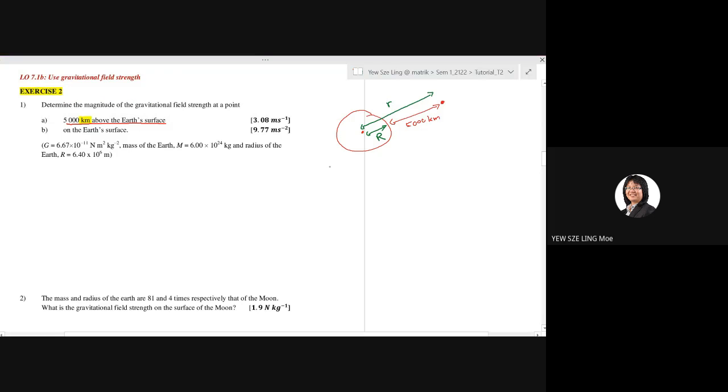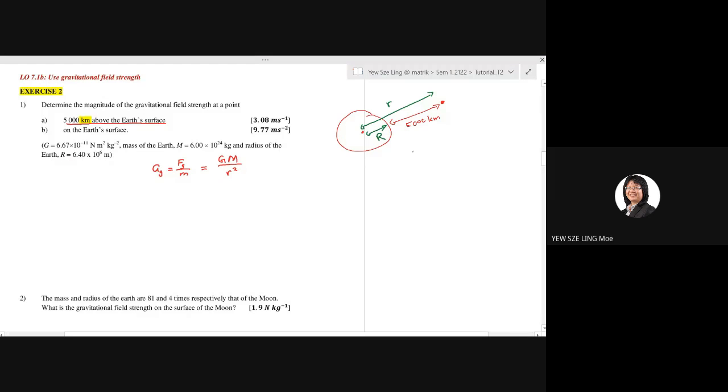So for magnitude of gravitational field strength, there are two equations like we discussed before. We have either ag equals Fg over m, or we have ag equals G capital M over r squared. In this question, obviously, we're going to use G capital M over r squared.